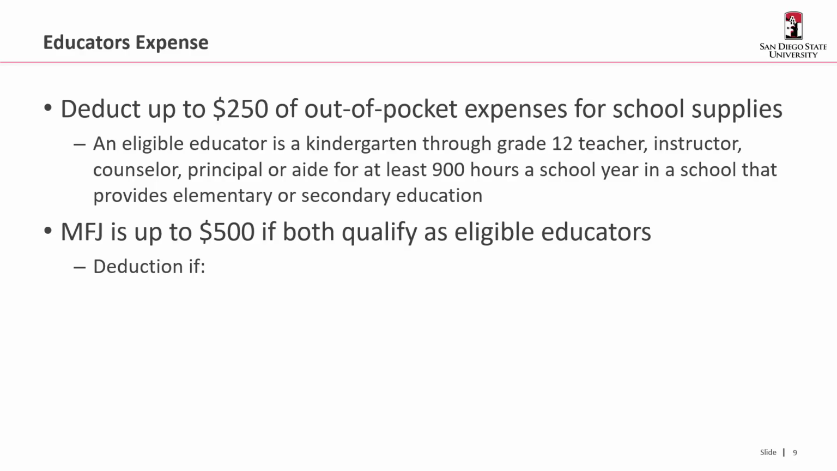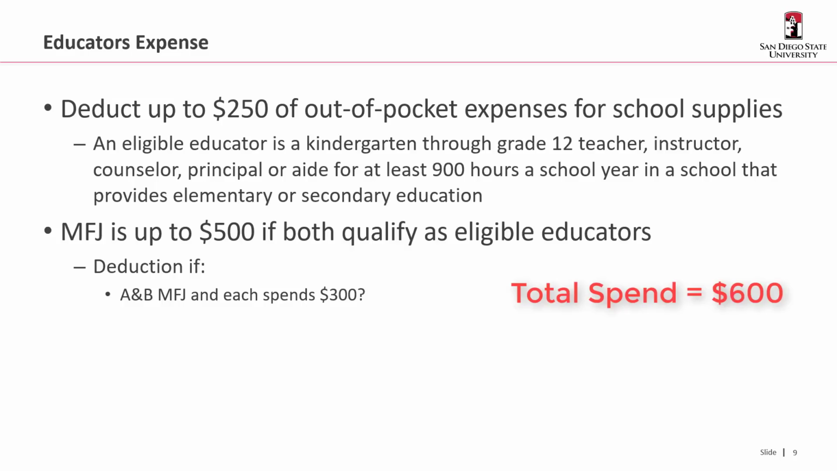And I know many of you are probably familiar with the idea of married filing jointly. Later on in this video, we get into filing status. But for now, kind of assume that you could either be single or married, and you could file jointly. So if both of you are eligible educators, that's up to $500. So let's think about the deduction if A and B are spouses, they're married filing jointly, and each spends $300, right? So because the limit is $250 per individual, A and B would collectively take a $500 for AGI educator's expense deduction. So that's $250 for A and $250 for B.